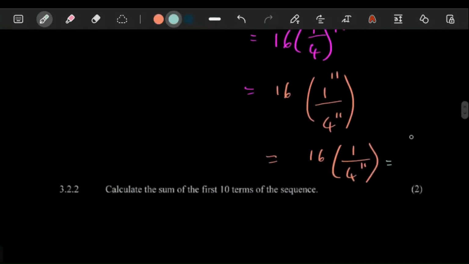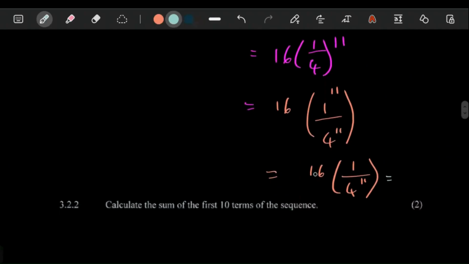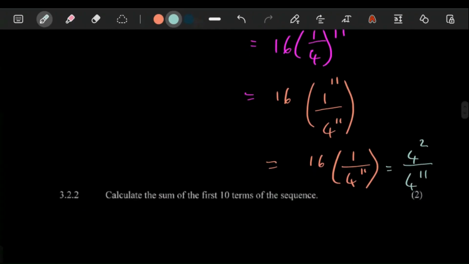Here's 16 times 1. You can easily just say, oh, this one is quite interesting. You can write 16 as 4 to the power of 2. So if you have 4 to the power of 2 times the 1, you're just going to have this. Now, if your bases are the same and you're dividing, you subtract the exponents, which is going to give you 2 minus 11, which is minus 9. There's your answer.